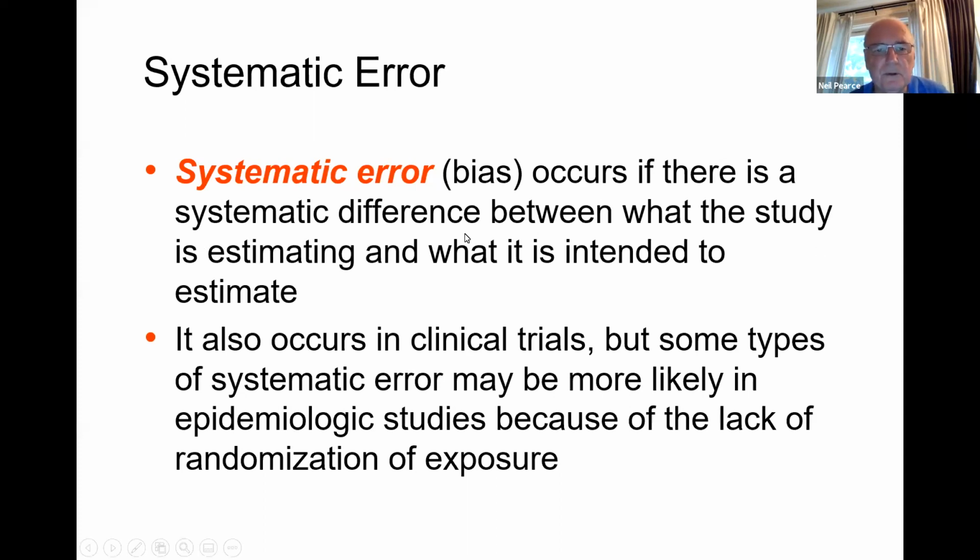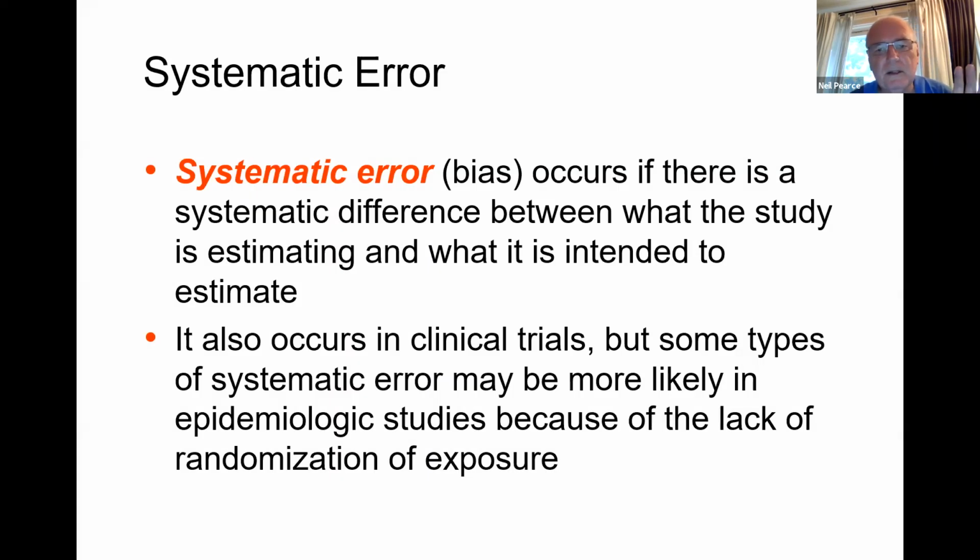Systematic error is different. Systematic error occurs if there is a systematic difference between what the study is estimating and what we're trying to estimate. So there's some sort of bias involved. It's like the coin is inherently biased, so no matter how many times I toss it, it's going to come out with 70% heads rather than 50% because there's something wrong with the coin. It also occurs in clinical trials, but some types of systematic error may be more likely to occur in epidemiologic studies because of the lack of randomization of exposure.